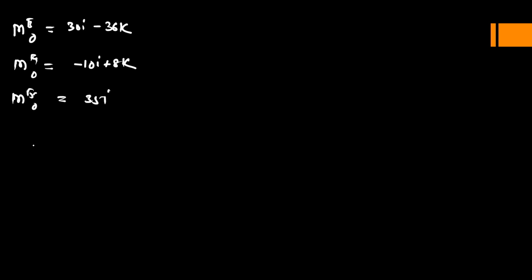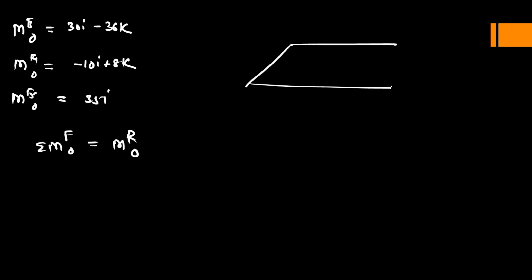Okay, so Varignon's theorem says the summation of moments by all the forces about O is equal to the moment by the resultant about the point. Now here we have assumed the resultant at this point. This is the R, this is X, and this is Z. So the coordinate of the point M is X, 0, and Z.